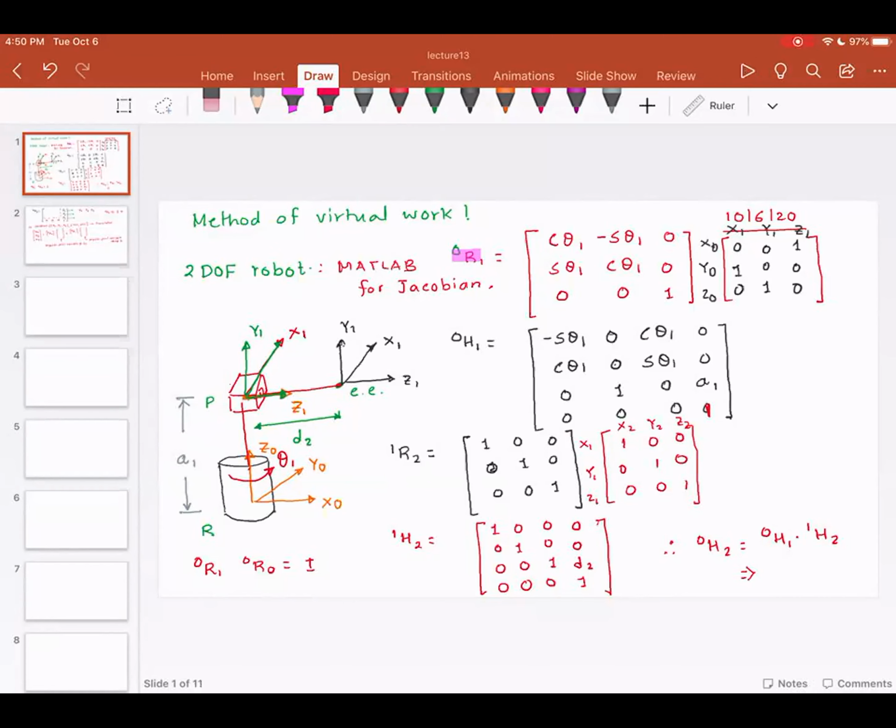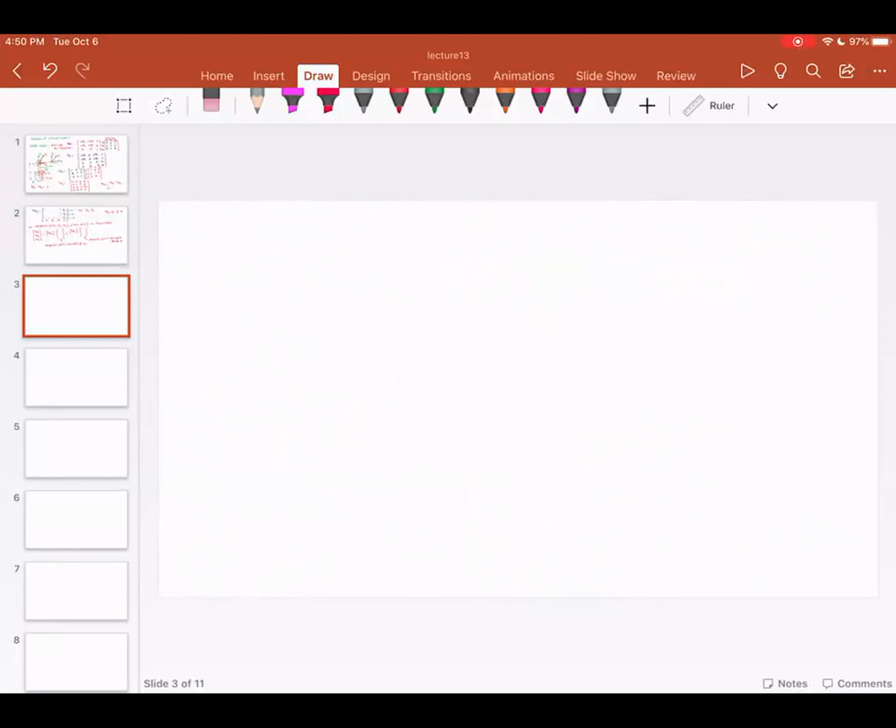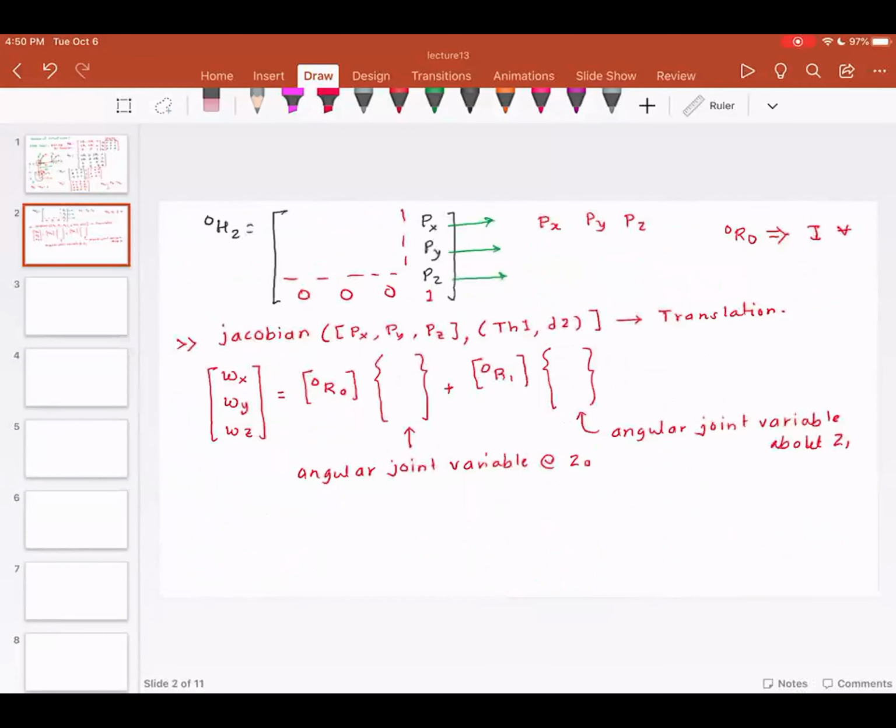Now what I'm going to do is write down the Jacobian that we obtained from MATLAB. So the Jacobian that we obtained from MATLAB is of the form minus d2 sine theta 1, cosine theta 1, d2 cosine theta 1, sine theta 1, 0, 0.